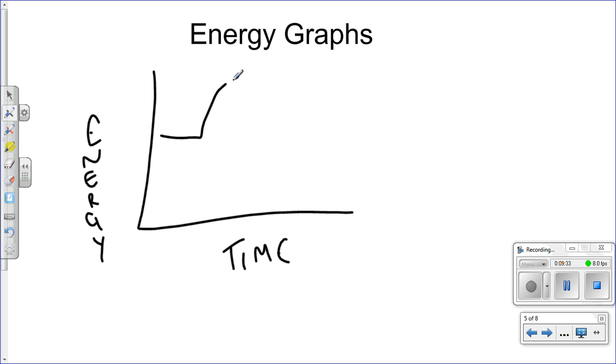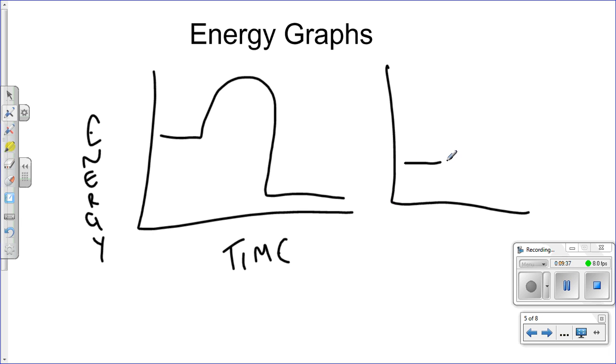You can see two different types of graphs. One would look like this. Another one might look like this. There are commonalities in here, but slight differences. Always start with reactants on the left-hand side and products on the right. You always see this little hump here because that represents activation energy. And you end up having the products at a different level of energy than the reactants.